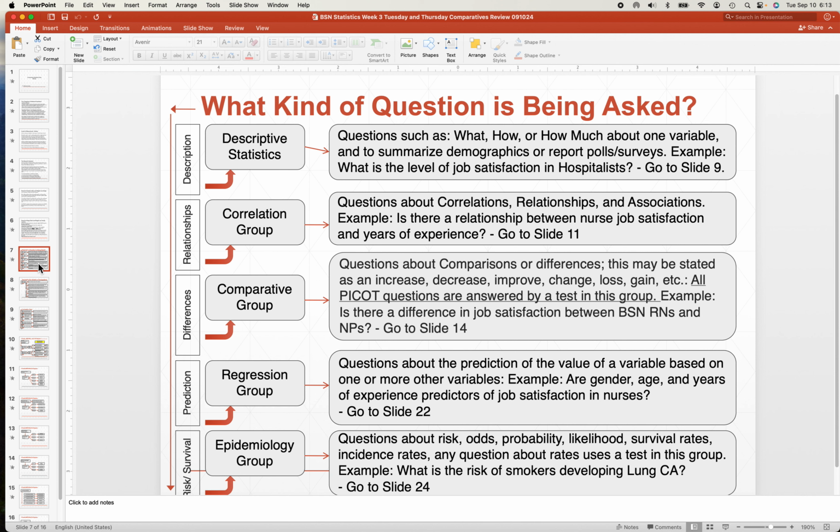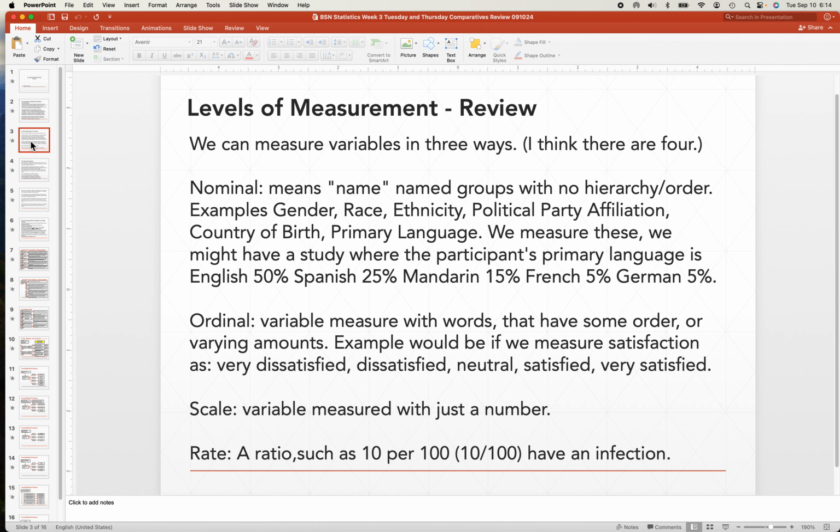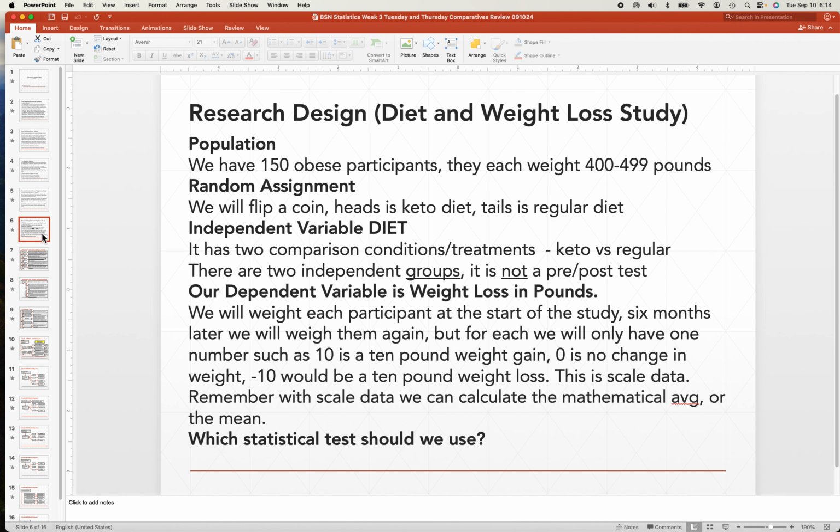I always start at the top. I always start with the question. So the first thing is, is this a descriptive statistics question? Those questions have only one variable. They're how much type questions, and we already know we have two variables, right? We have diet and weight loss, so we can rule out our descriptive statistic group. That won't work for this question. So we go down to the second group. The second group is the correlation group. These are questions about correlations, relationships, and associations. And if we look back at our question, just to be clear, if I can find it.